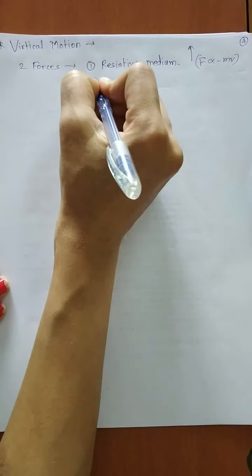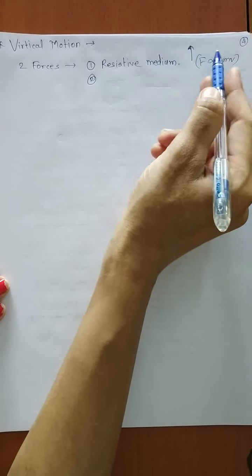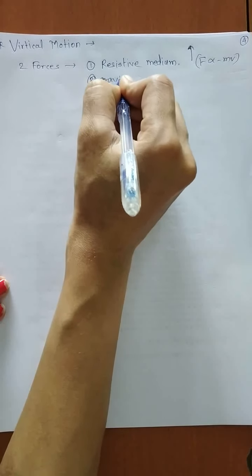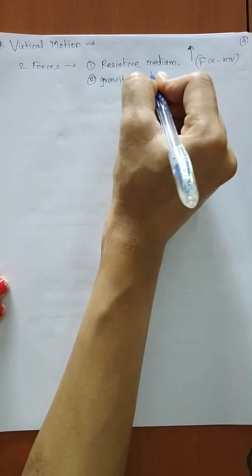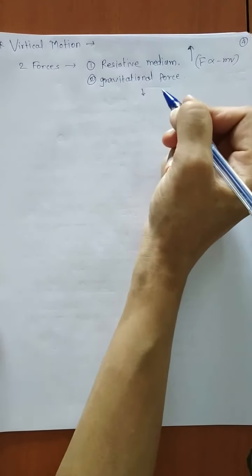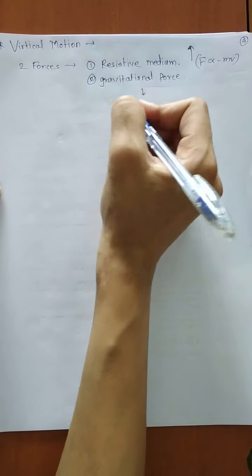So this is the first force, and when the object is moving vertically upward, there is a second force, which is nothing but the gravitational force that is going to act on the object. You all know about the gravitational force. We have already discussed this in the first lecture.